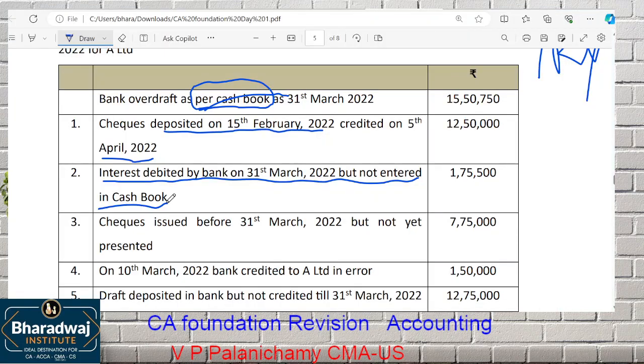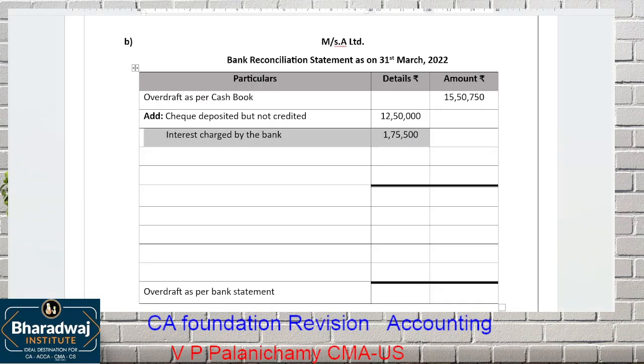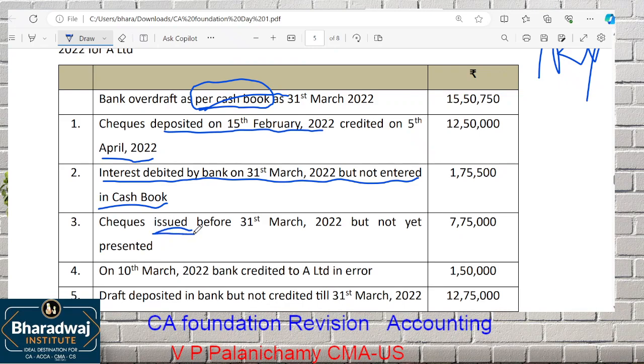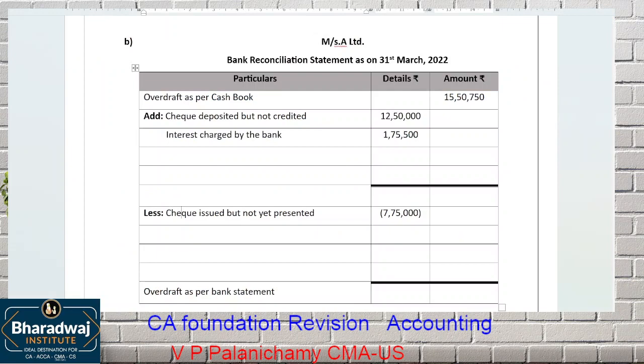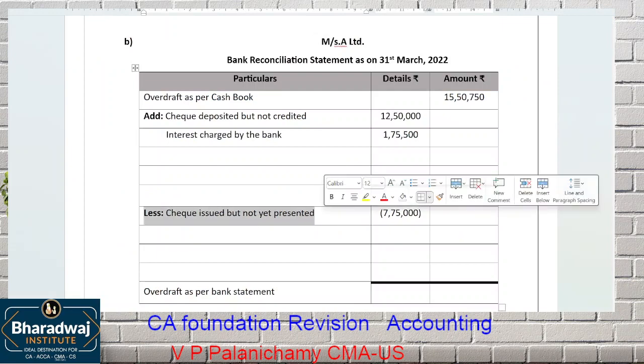Add. Then checks issued. When we issue a check, what would we have done? We would have deducted. Has the bank deducted? No. So what should we do? We should add it back. Since OD is a starting point, minus. Checks issued, we deducted. Bank has not deducted. So adding back is the normal thing. But since OD is a starting point, we minus.